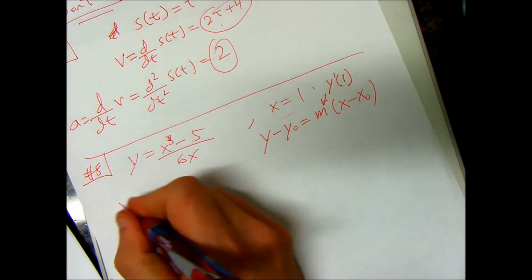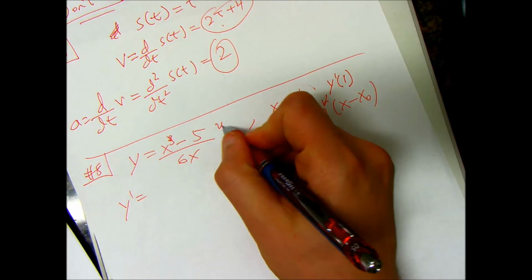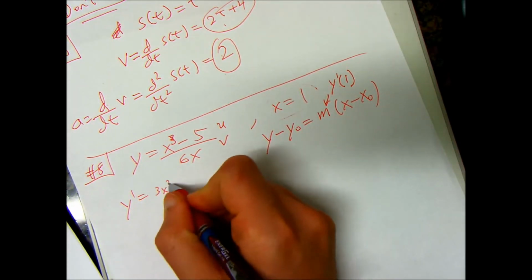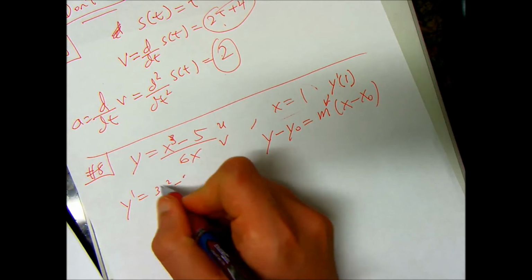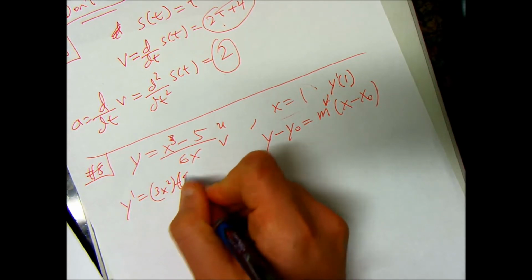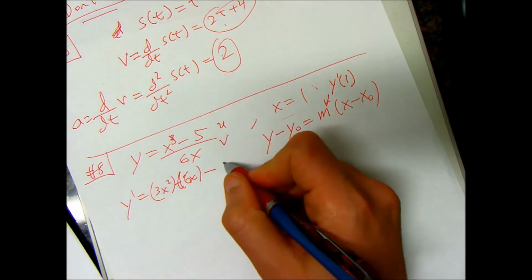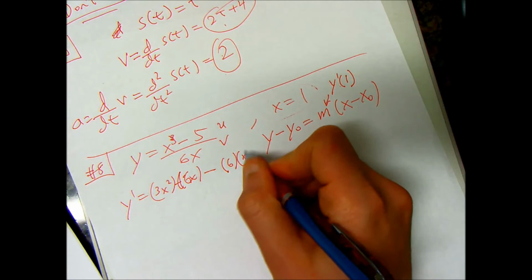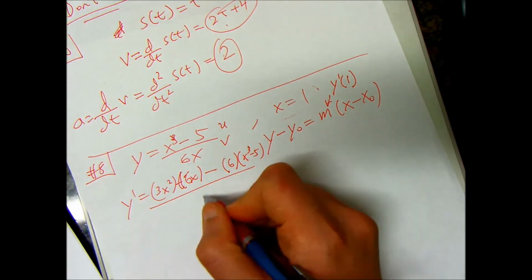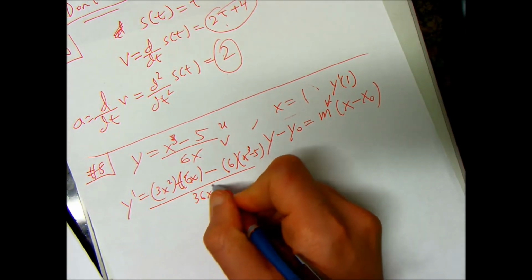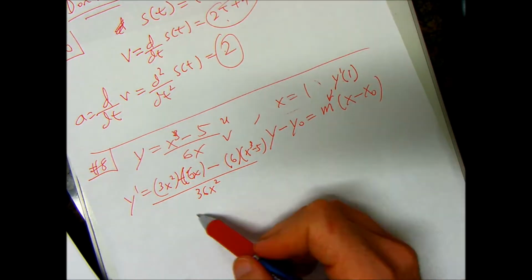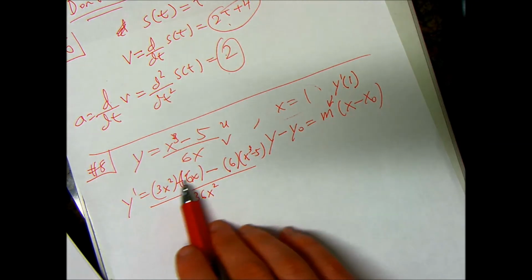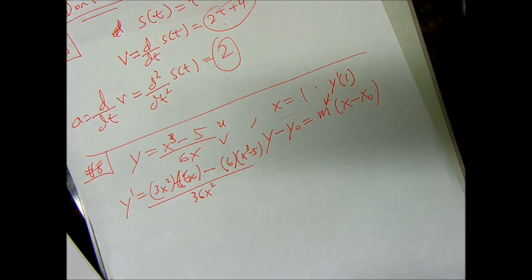So I have to find y prime. So y prime is equal to, this is my u, this is my v. It's going to be 3x squared, just that, times 6x minus 6 times x cubed minus 5, all over 6x squared, which is 36x squared, when I square the whole bottom. So remember, it's u prime v minus v prime u over v squared.